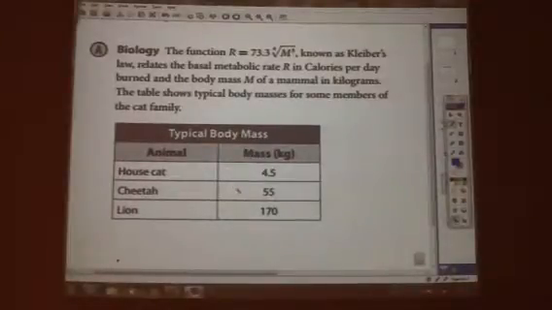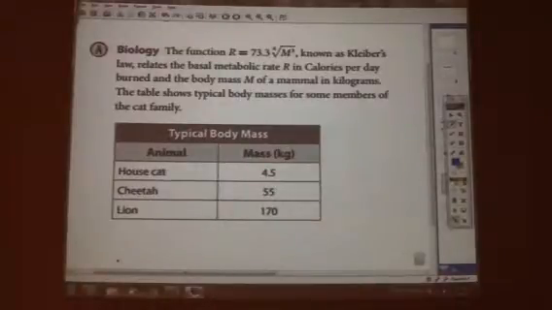Okay, we're on page 649 at the top, letter A. The function r equals 73.3 the fourth root of m cubed, known as Kleiber's law, relates the basal metabolic rate r in calories per day burned and the body mass m of a mammal in kilograms. The table shows typical body masses for some members of the cat family.